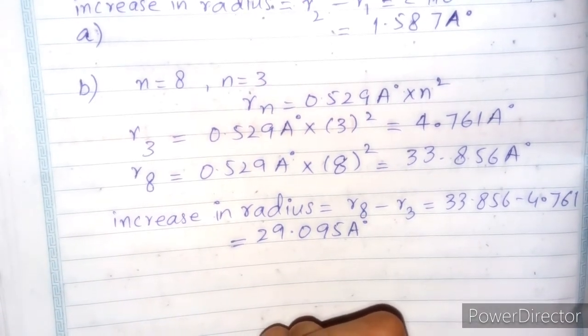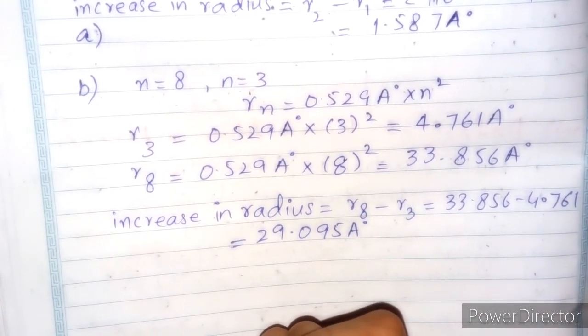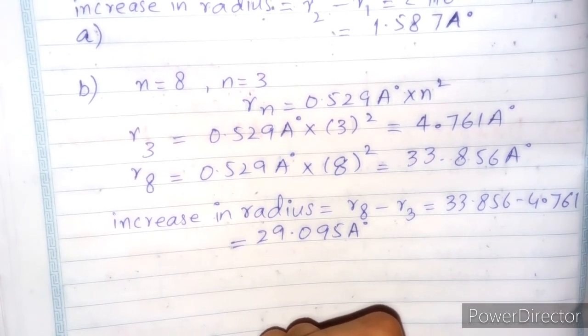So this was the whole exercise of chapter number 2, Atomic Structure, Federal Board First Year Chemistry.